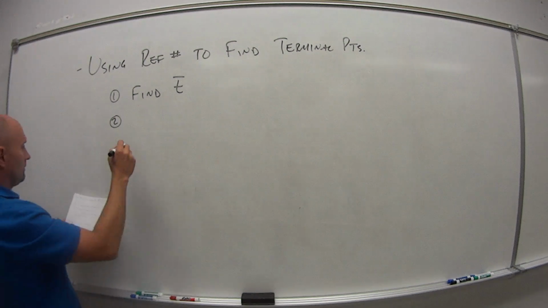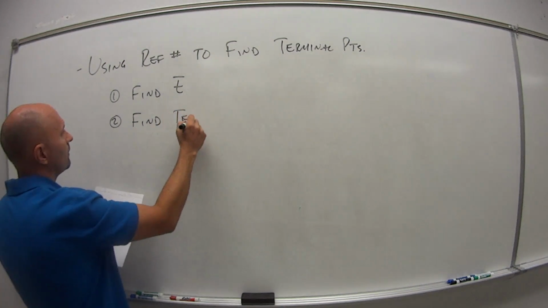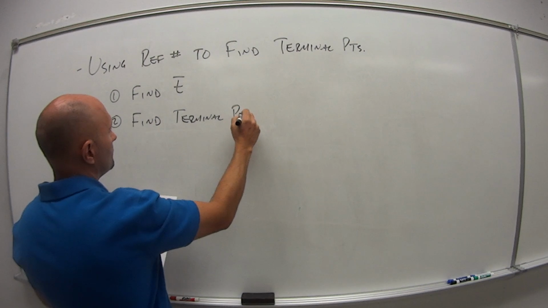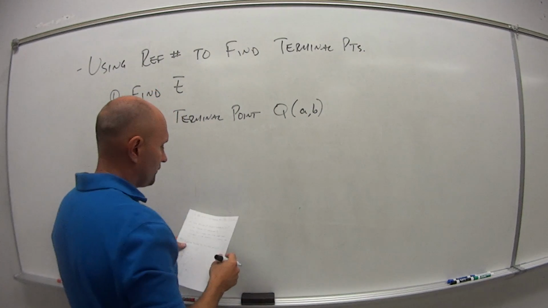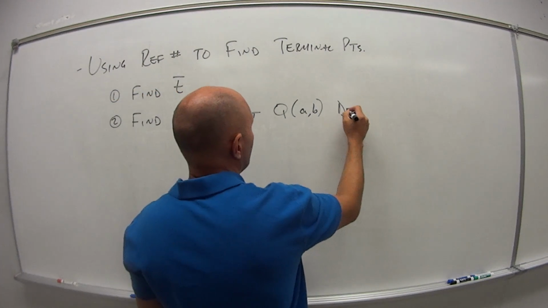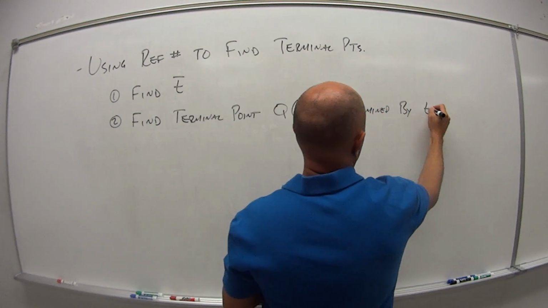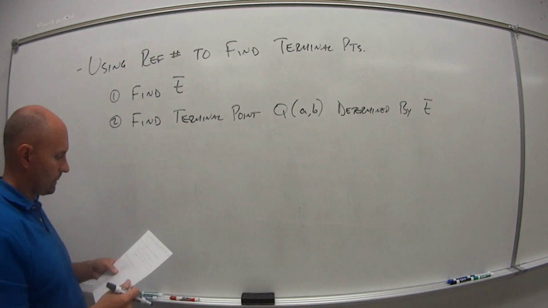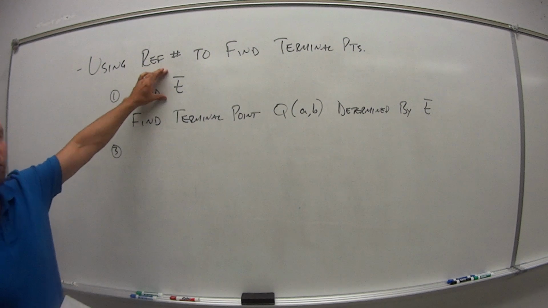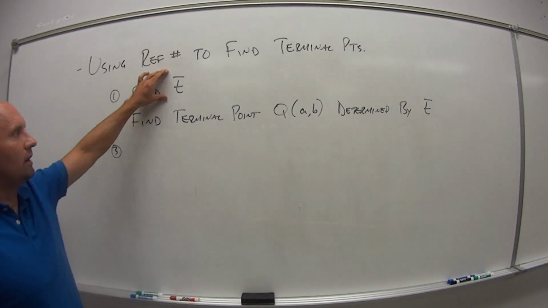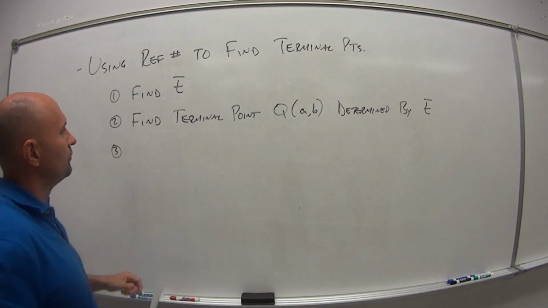Second, we're going to find the terminal point. We'll call this one Q, with values a, b determined by t bar. So all number 2 is saying is if my reference number is pi over 6, then I'm going to use square root of 3 over 2 and a half. That's what number 2 is doing.